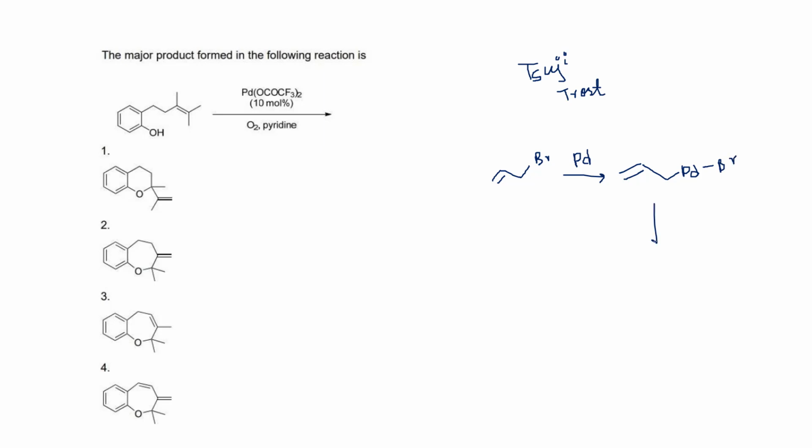After that, this palladium will coordinate with this double bond and eliminate this bromine atom, forming this pi-allyl species. This is called a pi-allyl species, pi-allyl complex. After that, now both the carbon centers are available for the attack of the nucleophile. So the nucleophile can attack here as well as here, giving us a substituted product. So this is called the Tsuji-Trost reaction.